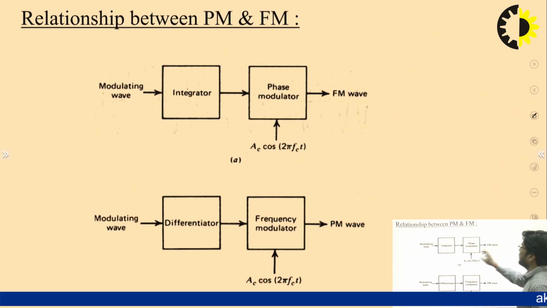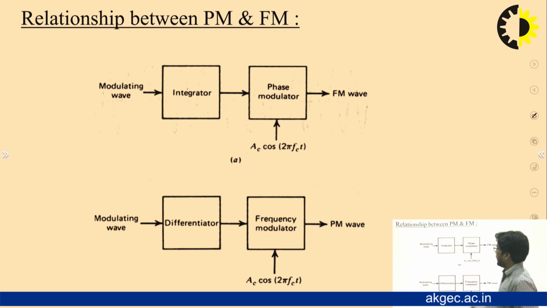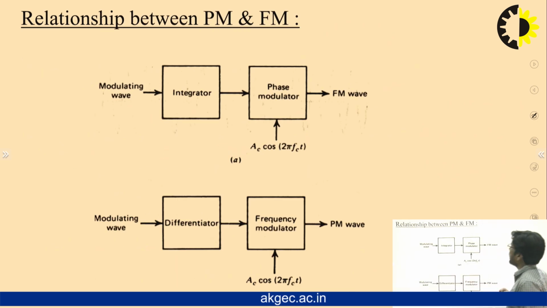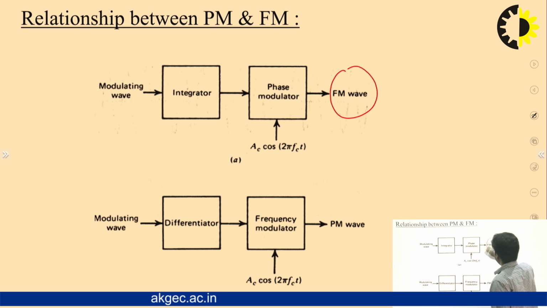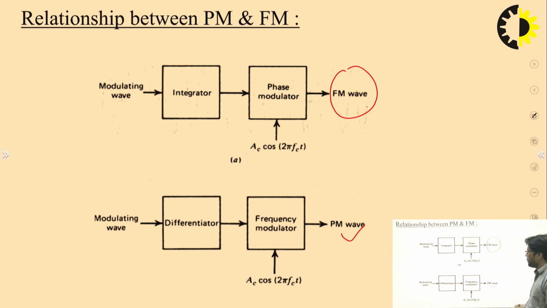So you can see here, first you have to pass the modulating wave, that is the message signal, through the integrator, then you will get this integral 0 to t m(t) dt. Then you have to pass this signal through a phase modulator, then you will get the frequency modulated wave here, right? In the reverse way, if you first pass the message signal through a differentiator, then apply it to the frequency modulation, then you will get the phase modulated wave. So this is the relationship between phase modulation and frequency modulation.